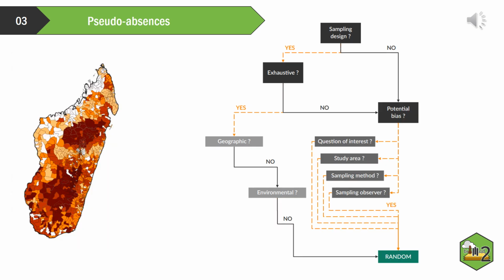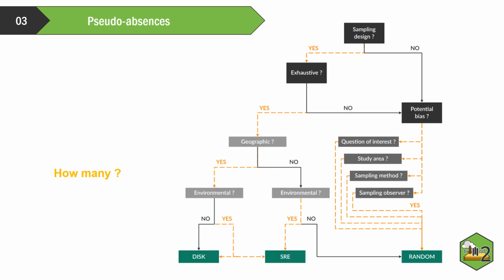Finally, imagine that part of my data was following a sampling design but not the rest of it, or that some bias might have been introduced in the sampling, whether it was through the sampling method, the observers, how the study area was first delimited, or how the modeling question was first asked. Then I should go for the random selection of pseudo-absences to be sure not to add any more bias in my analysis. Note that if you hesitate at any point of the questioning, the random method remains the safer. After that comes the big question: how many pseudo-absences should I sample?